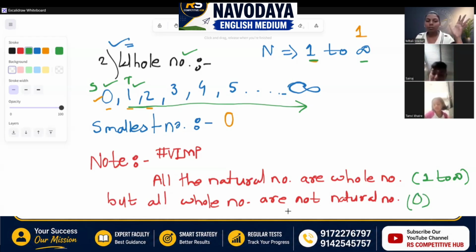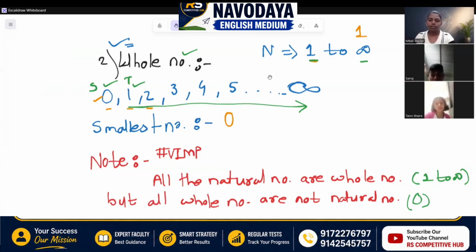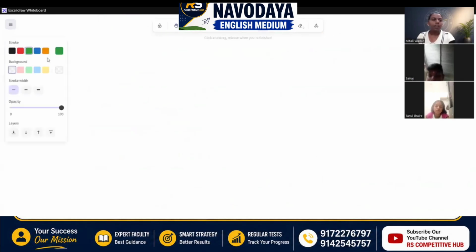Okay? So this is an important part. If the question asks you to state a whole number which is not a natural number, the answer is 0. Is this clear to you? This is all about whole numbers. Any questions? No. What about Sairaj? No, right? So let's move towards the next part.